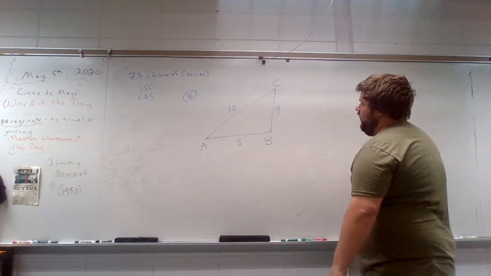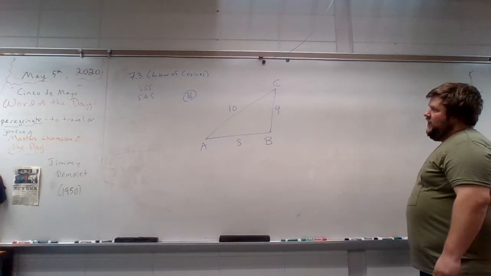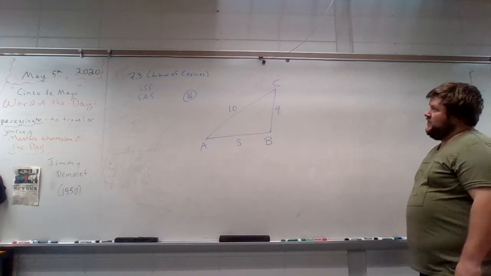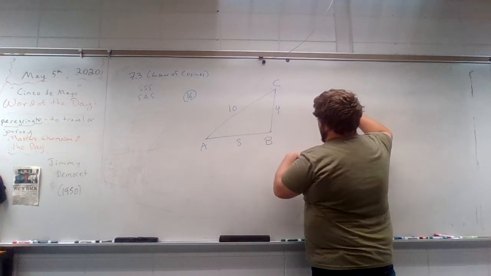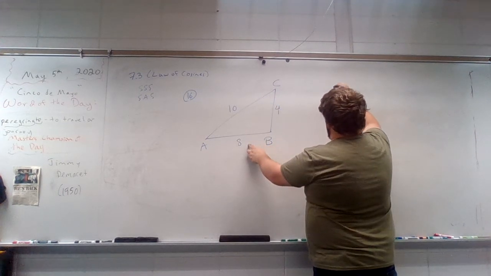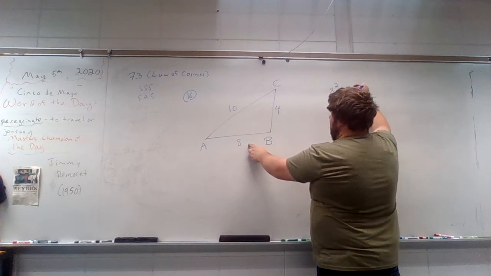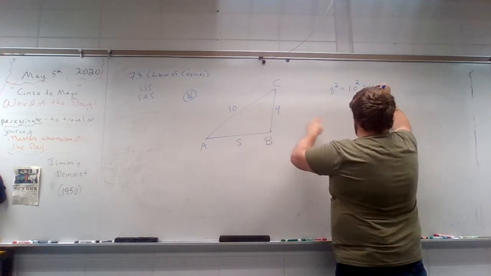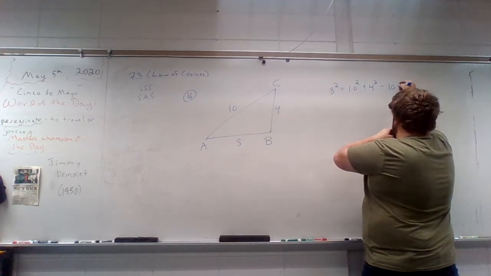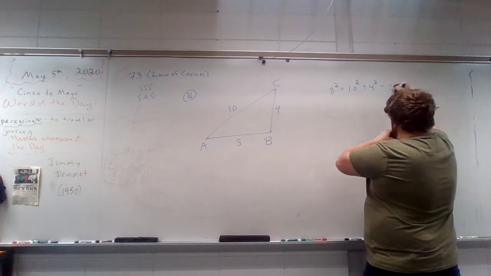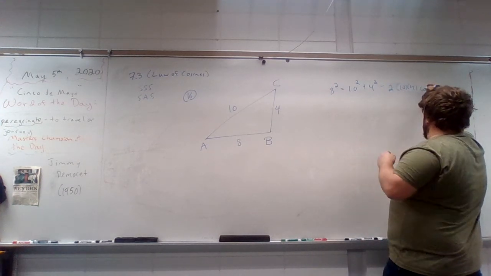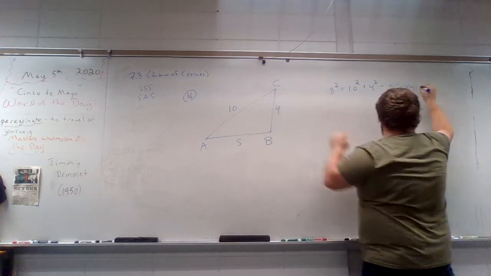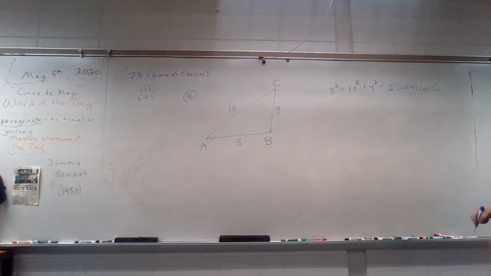You could use the law of cosines and safely get all three of these. Let me show how I could start. Maybe I want to find angle C to start with. So I can use the fact that 8 squared is 10 squared plus 4 squared minus 2 times 10 times 4 times the cosine of that angle between the 10 and the 4, which is C. And I can go through and find that angle C.